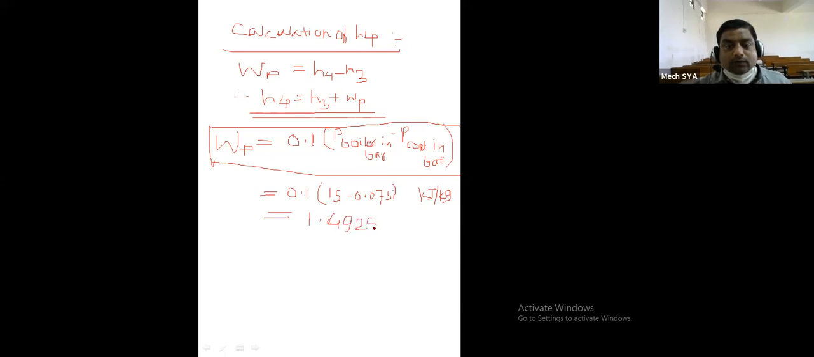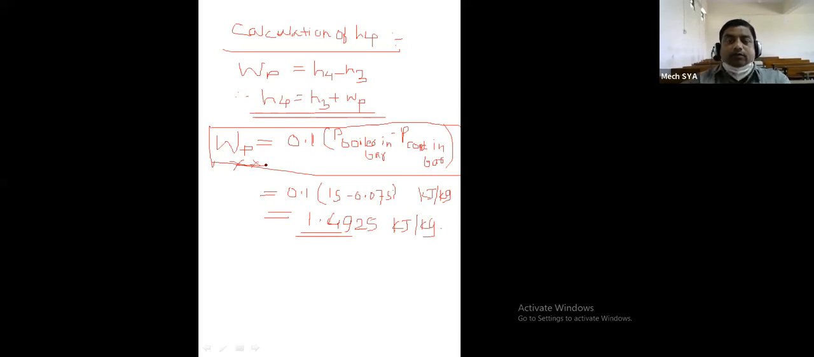1.4925 kilojoule per kg. This is the W pump. Everybody got understood how to calculate this? This formula you have to remember. So this I will make it star. You make it in your notebook also, top margin. Everywhere you have to use this formula.